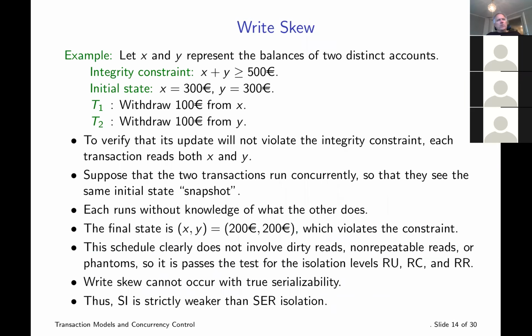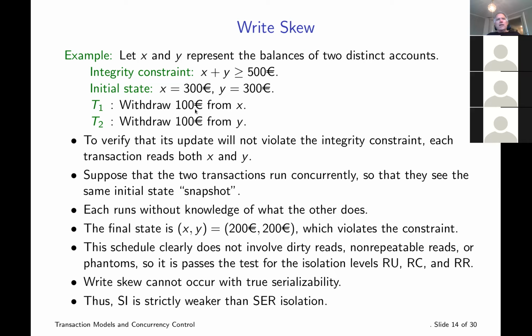So write skew has to do with the following. Say you have an extra integrity constraint that says X and Y must remain above 500 euros, or rather, their sum must be greater than or equal to 500 euros. And the initial state is that X and Y are both 300. Then transaction 1 is going to take 100 euros from X, and transaction 2 is going to take 100 euros from Y. Both of these will be allowed to run through.